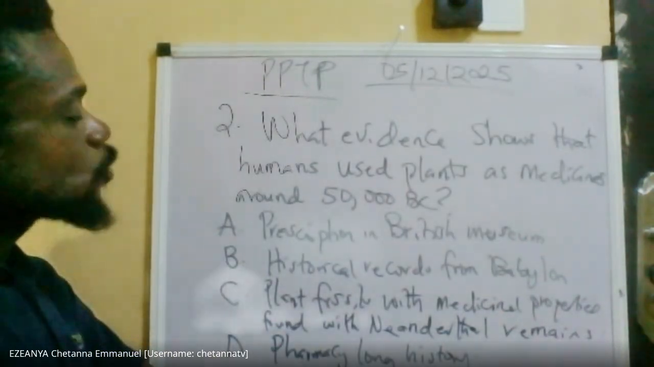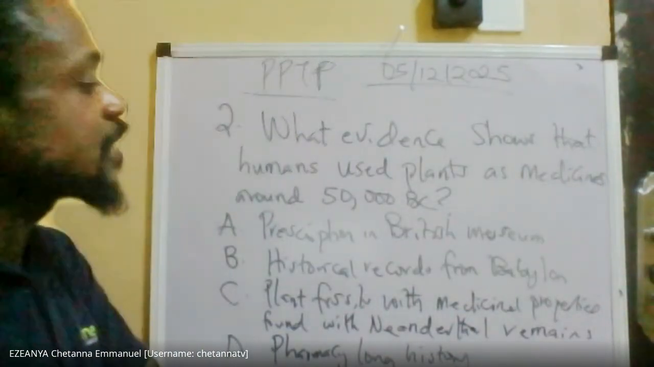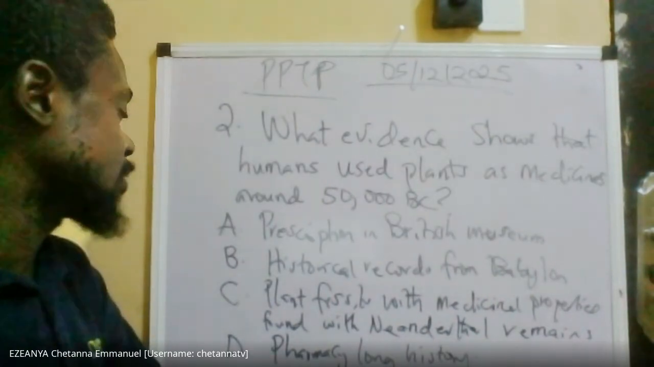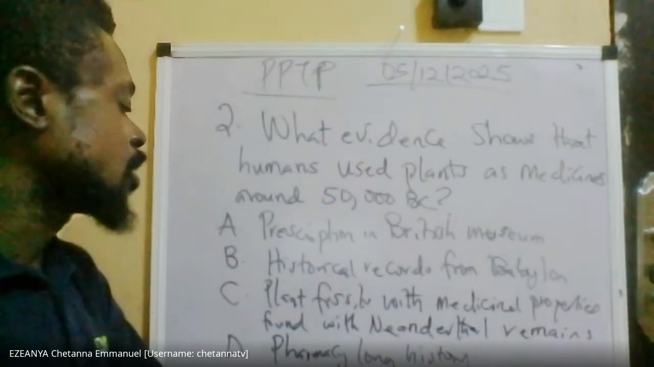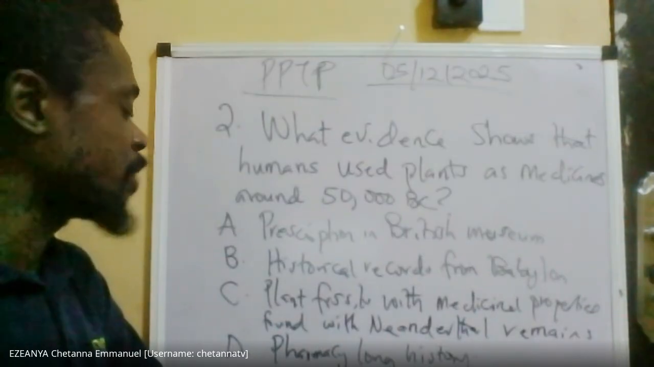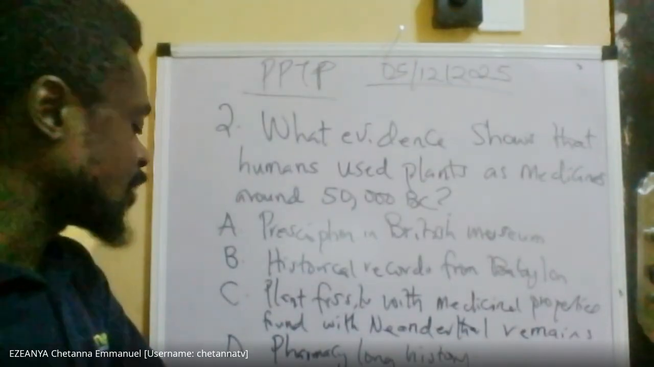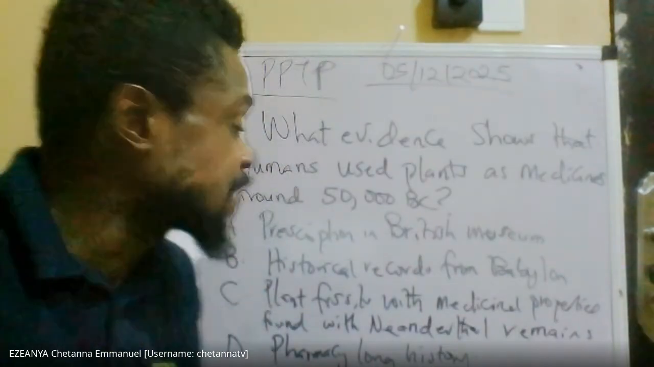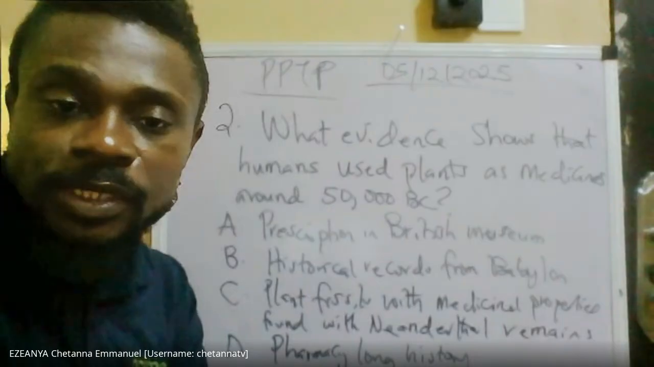Number 2 says, what evidence shows that humans used plants as medicines around 50,000 BC? A. Prescription in British Museum. B. Historical records from Babylon. C. Plant fossils with medicinal properties found with Neanderthal remains. D. Pharmacy long history. So what is the answer to this question?